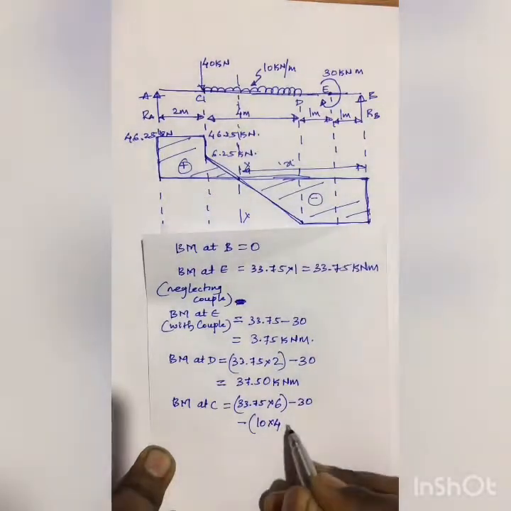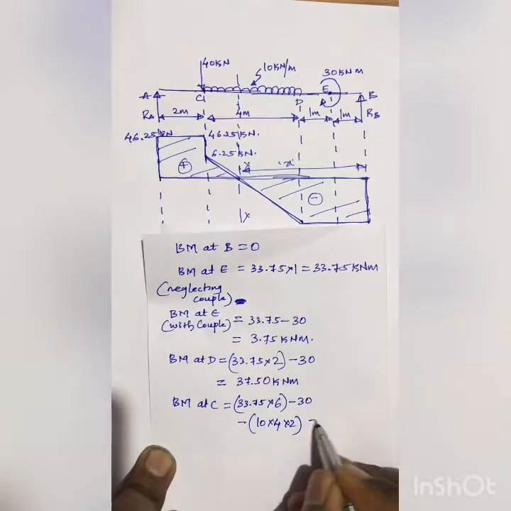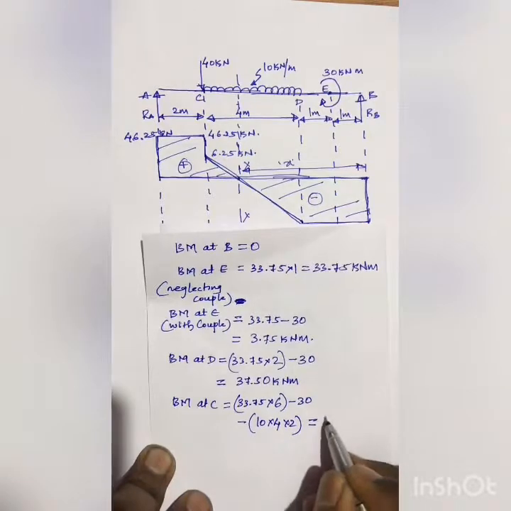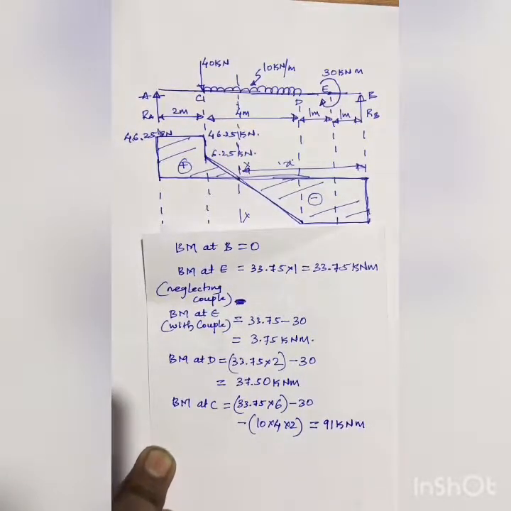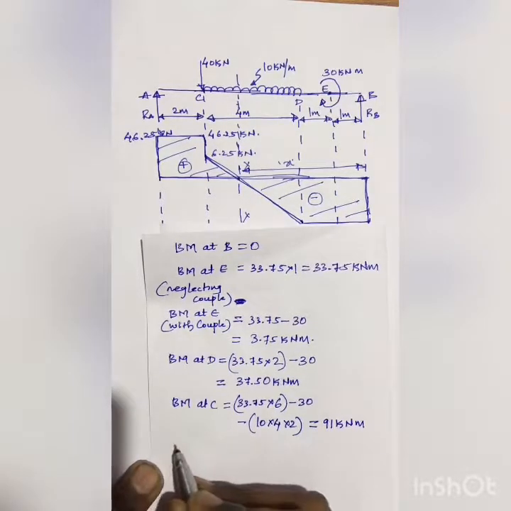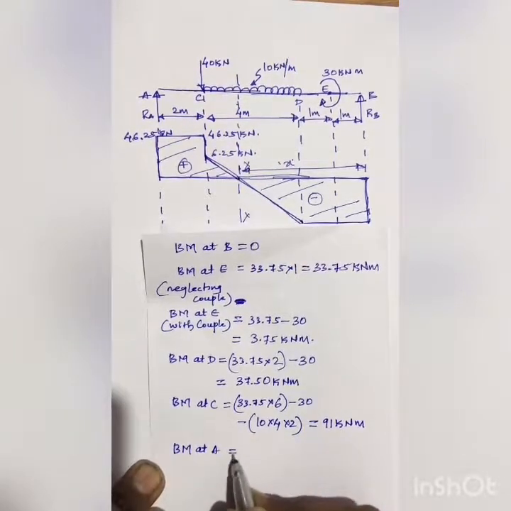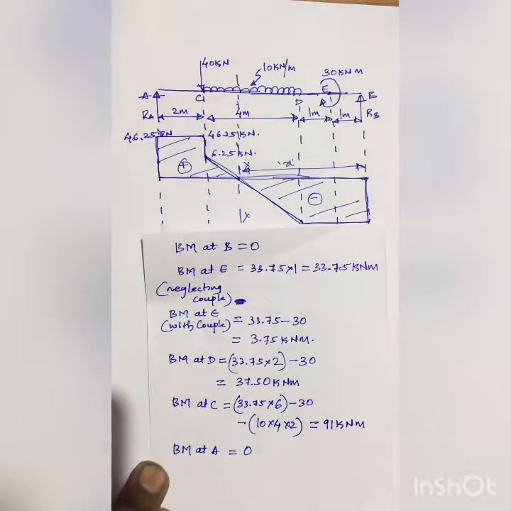2 meters. So minus 10 into 4 into 2, this equal to, how much is it? We will get it as 91 kilonewton meter. 91 kilonewton meter. And ultimately, if I found bending moment at A, that is at support, it will be equal to 0. So bending moment at support will be equal to 0.